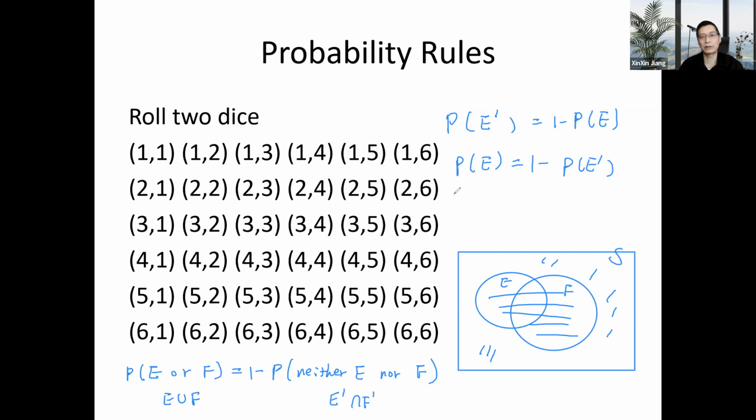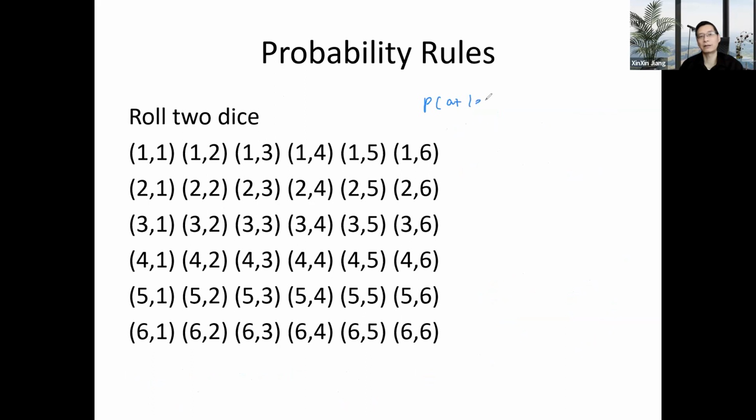And so here, in this example, we have the probability that at least one is greater than or equal to 3. That's 1 minus the probability of neither is greater than or equal to 3. That means both are less than or equal to 2, which is 4 out of 36. So that is the addition rule.